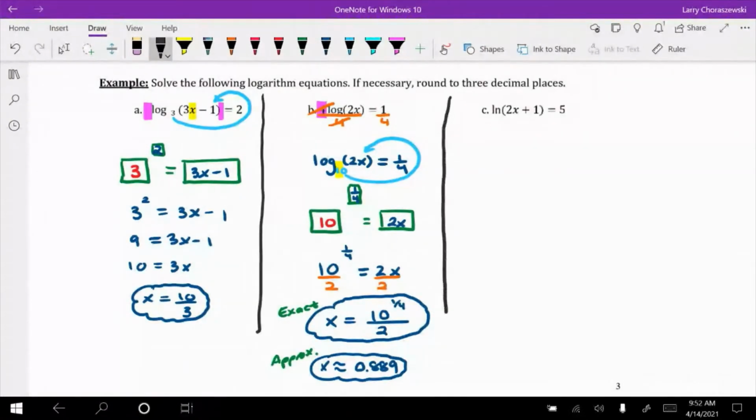Moving on to part C. Okay, so let's check. Is there anything in front of this natural log? Nope. Nothing behind it either. By the way, what is the base of the natural log? E, you got it. So I'm going to write E there, and I'll set up our boxes.